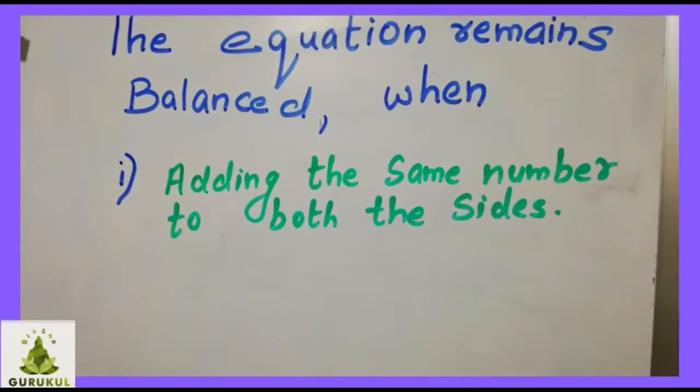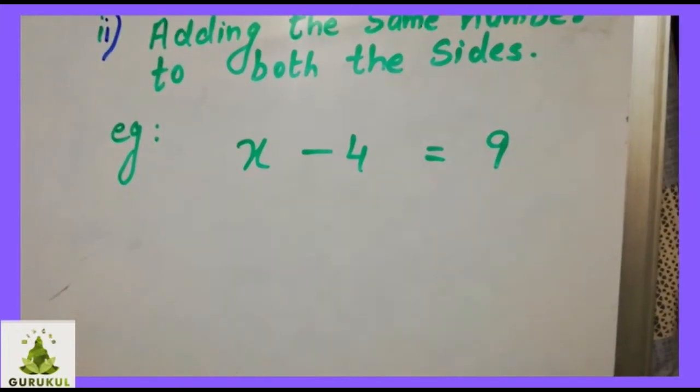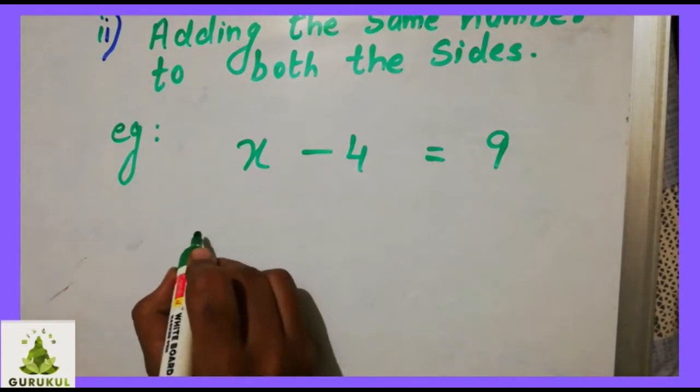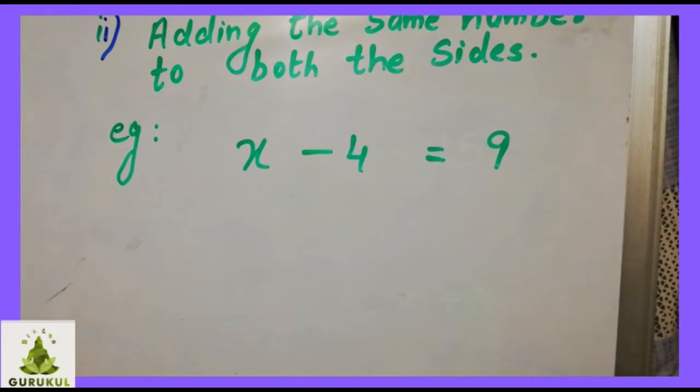Now point number 2. The equation remains balanced when adding the same number to both the sides. Now I will take some examples. When we add the same number to the LHS and RHS, we should do it to both. Whatever operation you do on the LHS, you should do the same operation on RHS. Then only the equation will remain balanced. Example: suppose the given equation is x minus 4 is equals to 9. This is the LHS and the RHS is 9.